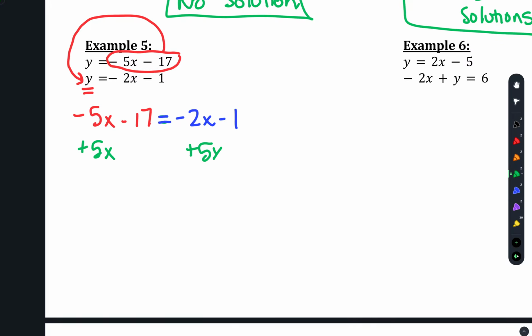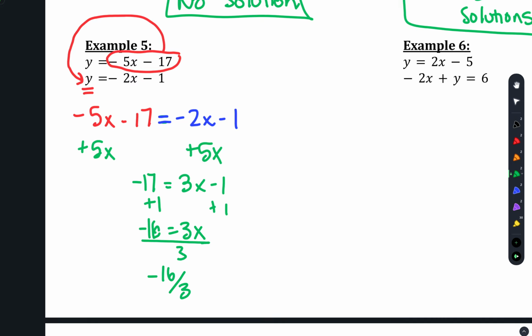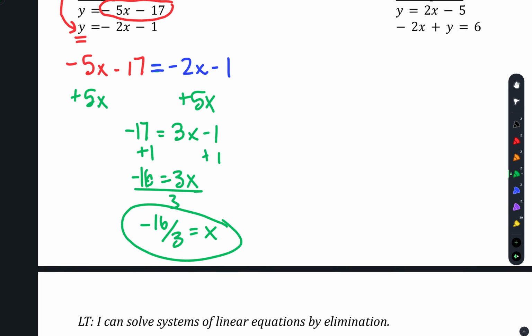So plus 5x on each side is 3x minus 1. Do a little bit extra solving here to get negative 16 over 3 equals x. Is that okay? Can I have a negative 16 over 3? Are we fine with that? It's fine. We're not going to panic.